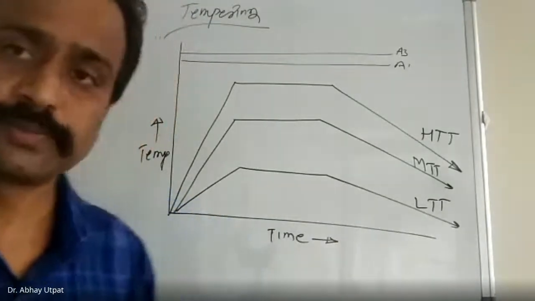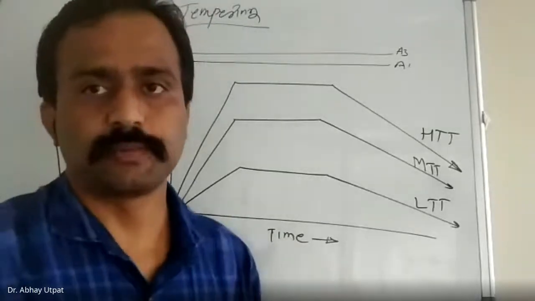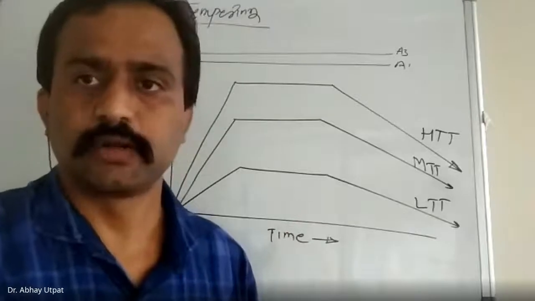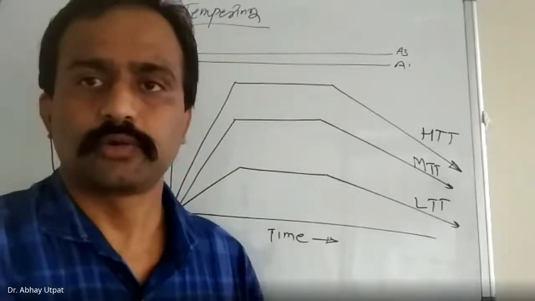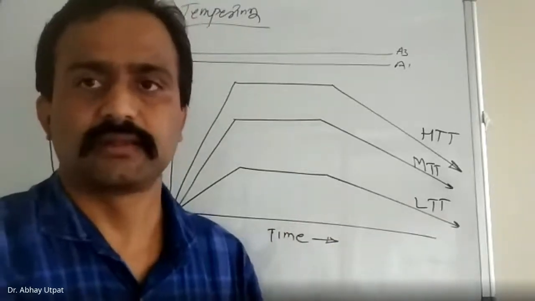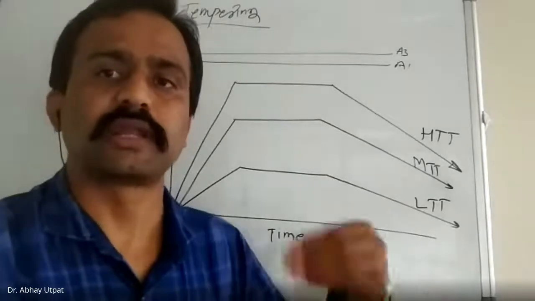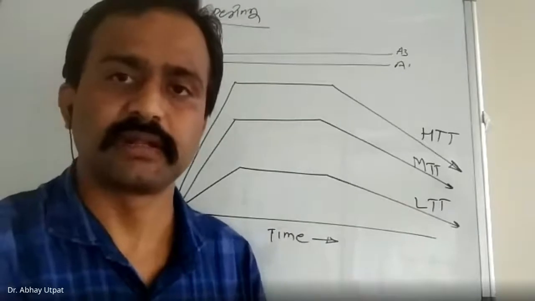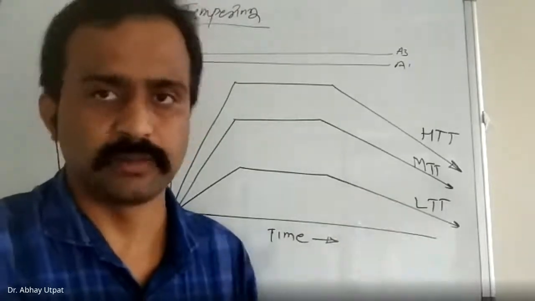Tempering's objectives are: the first objective, I told, is to relieve the internal stresses. The second objective is to increase the toughness. And the third objective is to eliminate or transform the retained austenite, as per the desired stages in the tempering.